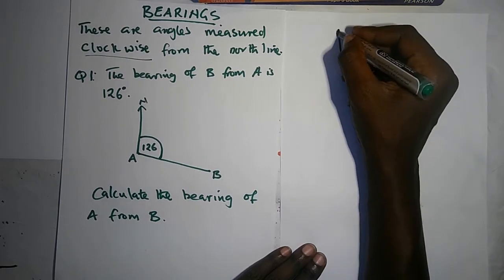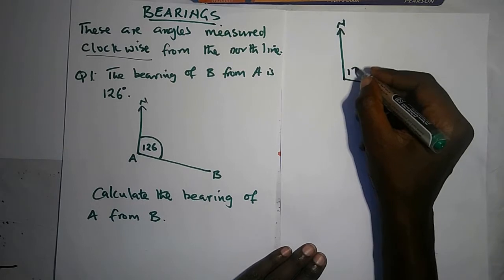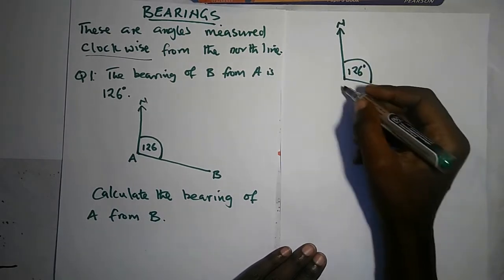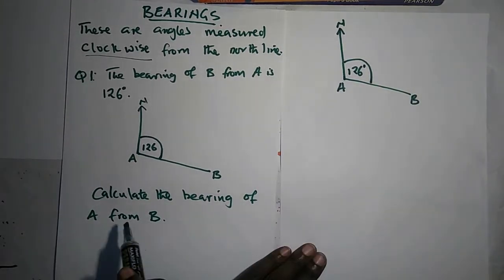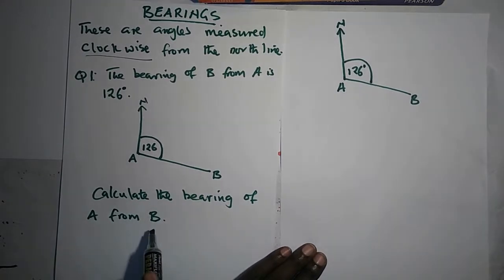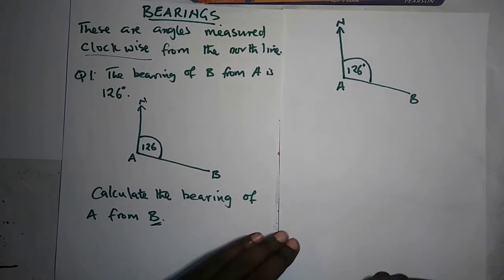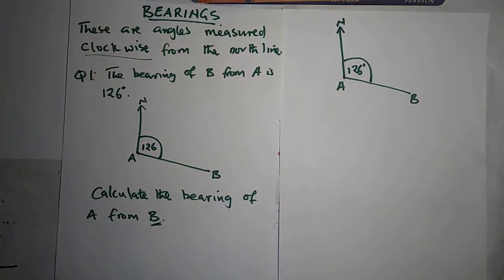So we are going to have our diagram here, north. And then we have 126 degrees. Okay, so this is A and this is B. So the question says calculate the bearing of A from B. So you go to B, and then at B you draw a north. Let me use another color here to show you. So you're going to draw a north at B.